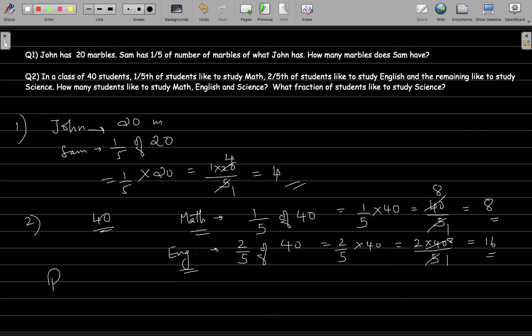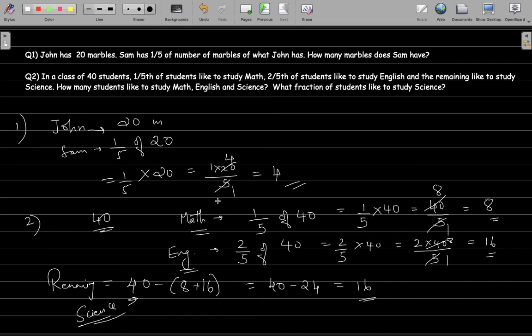So how many students are remaining? Remaining students are 40 minus math and English. When you subtract these two from your total number of students, you get the remaining students who like to study science, isn't it? This is 40 minus 8 plus 16, which is 24, and 40 minus 24 is 16. So 16 students like to study science, 16 students like to study English, and 8 students like to study math.